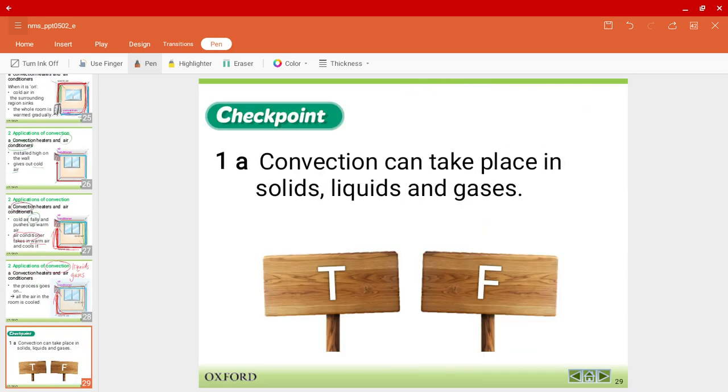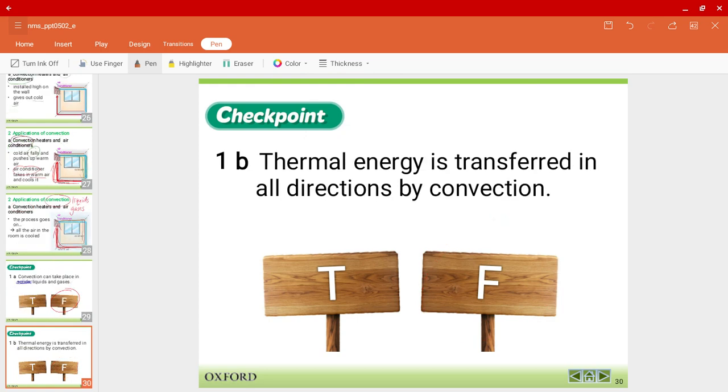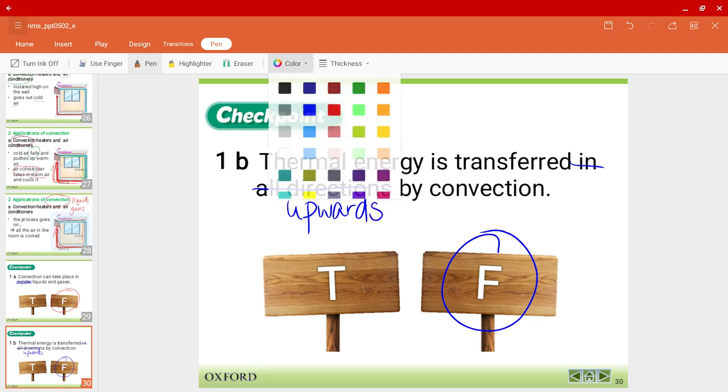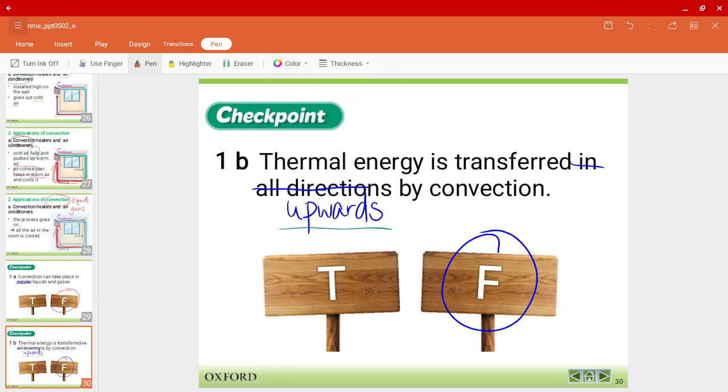So let's do some checkpoint questions. Question A. Convection can take place in solids, liquids, and gases. Is that true? As I just mentioned, this is false because it does not occur in solids. Question B. Thermal energy is transferred in all directions by convection. Is that true? No, that's false. It is transferred upwards by convection. Make sure you know this.